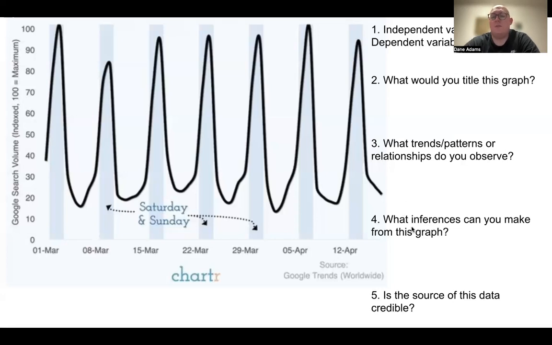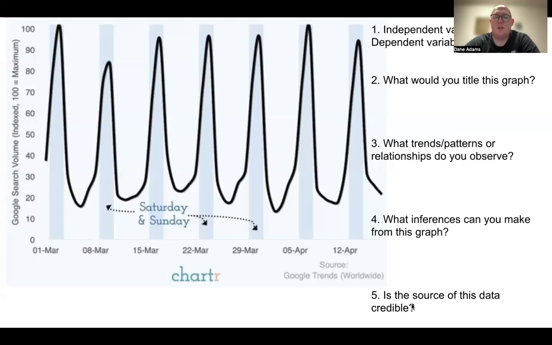Number 4 says, what inferences can you make? Well, it seems interesting. They've highlighted in blue here the weekend, Saturday and Sunday, and it seems that the Google search volume really goes up on the weekends and dips during the week. So it makes me wonder, are people really using Google that much more on the weekends? Because I think about my own experience, I don't think I use Google that much more on the weekends. So it kind of leaves me questioning a few things. I'm not sure exactly what inferences I'm supposed to make from this graph.